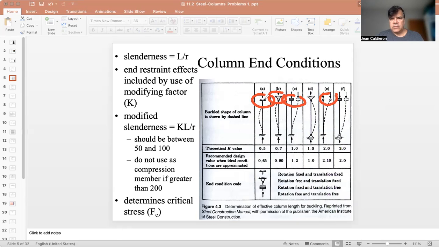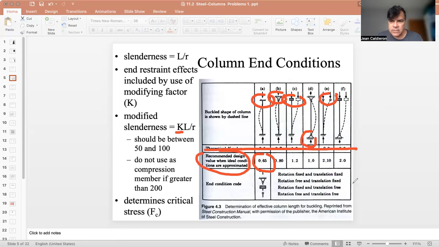When you understand what the end condition of the column that you will calculate is, you need to choose a constant that will be used in the formula. You will never choose the theoretical value. You will choose the recommended design value. For example, if my column is rotation fixed and translation fixed, when I use the formula, the constant K will be equal to 0.65. If my column is, for example, rotation fixed and translation fixed in the bottom, is the case of this one.